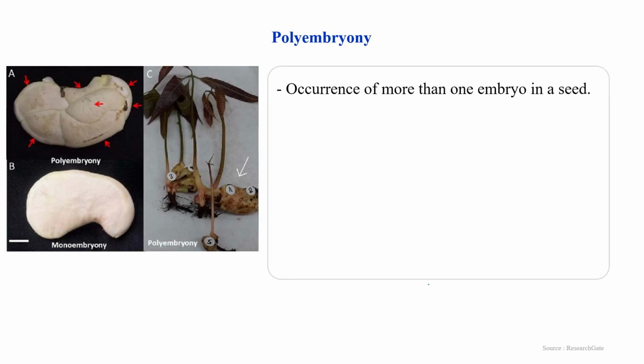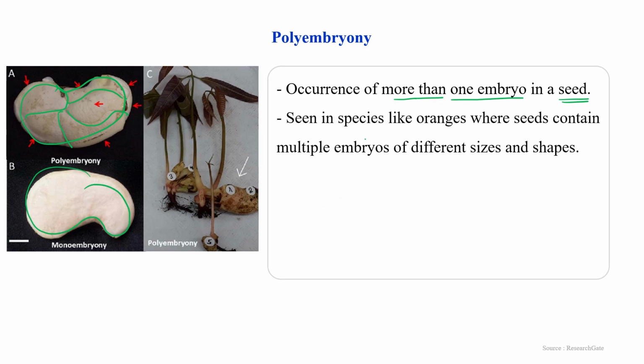Another term which is also related to today's topic is polyembryony. Polyembryony means occurrence of more than one embryo. Occurrence of more than one embryo in a seed is known as polyembryony. More than one embryo within a seed. Okay, if a single embryo is there, it is monoembryony. If more than one embryo is there, then we can use the term polyembryony.